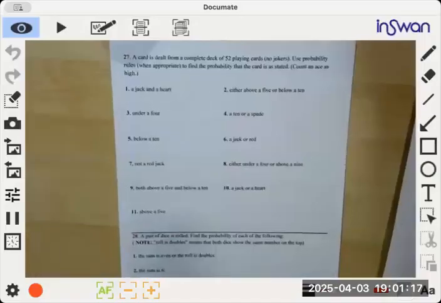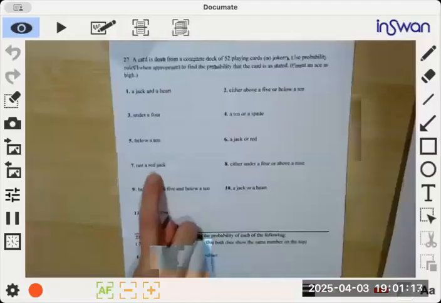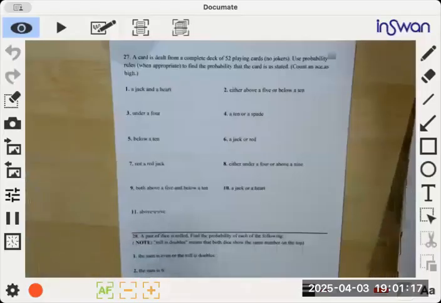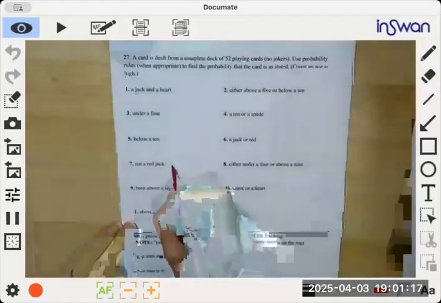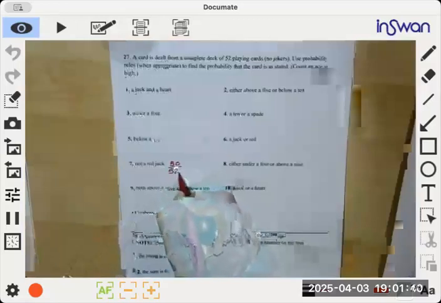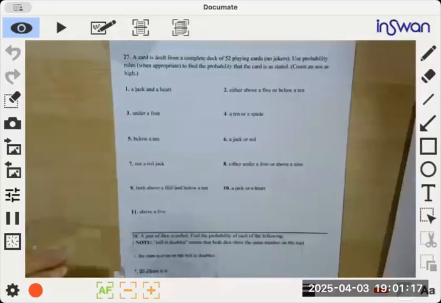Specifically, number 7, please. This one? Yes. So not a red jack. That would give me 50 over 52. That's exactly it. Okay, got it. All right, well, that was easy. Are we done?